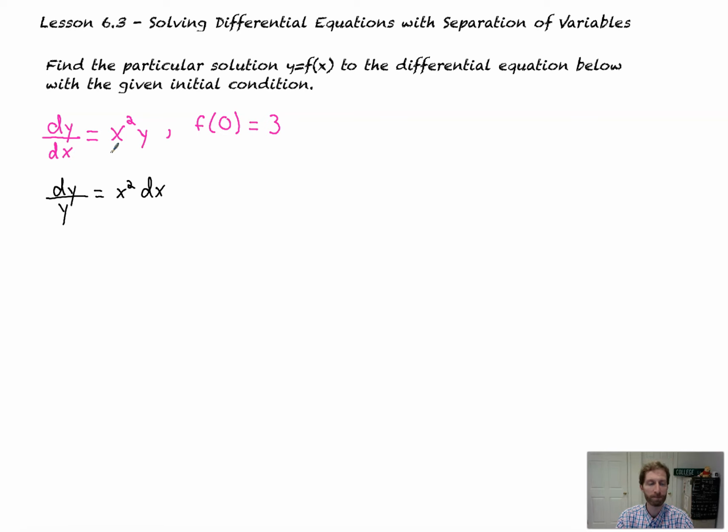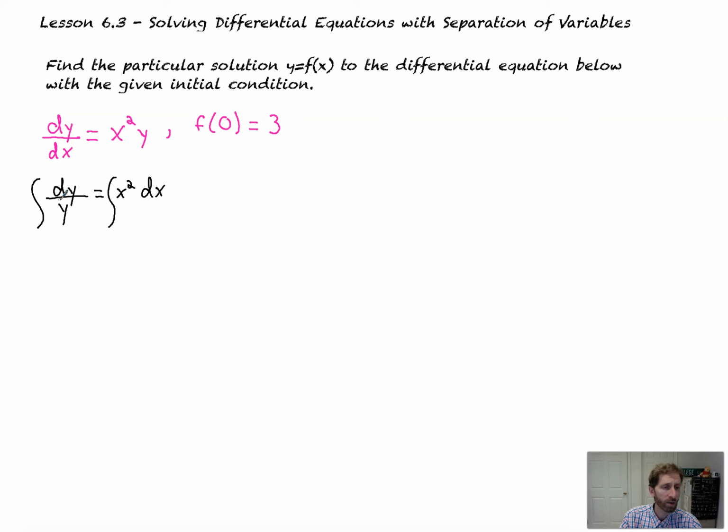That was the purpose. Now that the variables have been separated, we're going to integrate both sides. Okay, so if I'm going to integrate both sides, we do that like normal. The rest of these steps are pretty simple. This means you eventually want to solve for y as a function of x. So you want to get y alone.